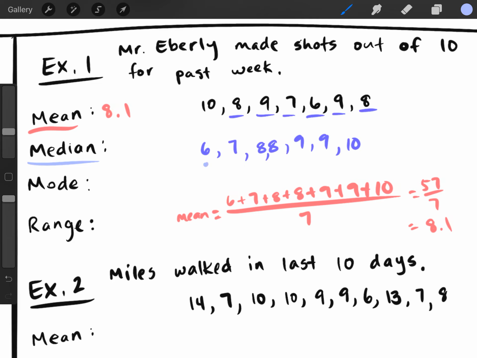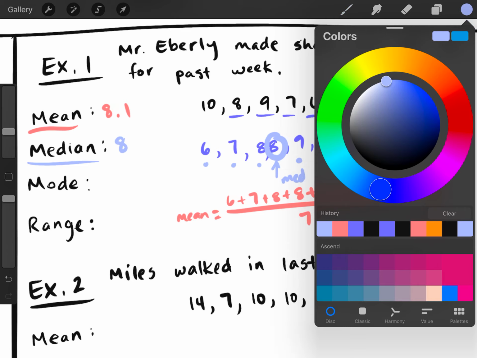The easiest way you can do this is kind of just to count in one at a time. So count in until we end up at the middle. That 8 right there ends up being the median. So 8 is our median, which is very close to the mean. That's usually how it works out.